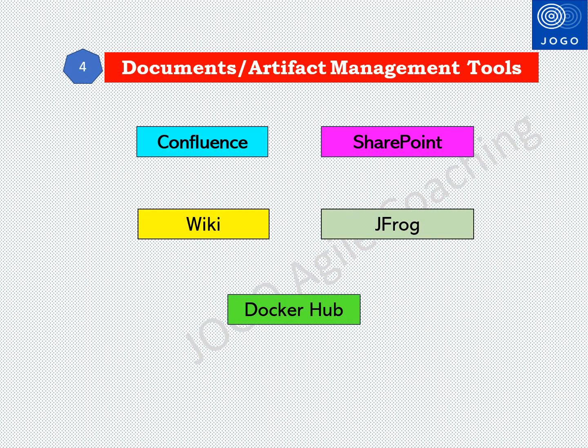Document and artifact management is another activity done by the Agile teams. A few popular tools used by the team to manage the documents are Confluence, SharePoint, Wiki, JFrog, and Docker Hub.